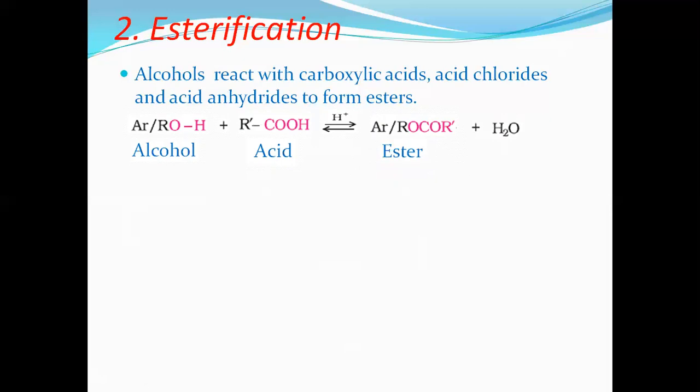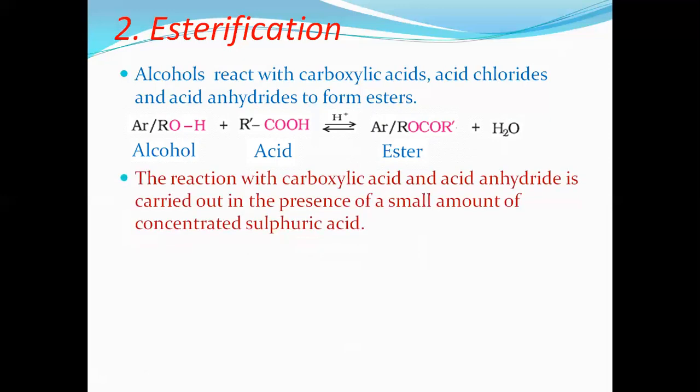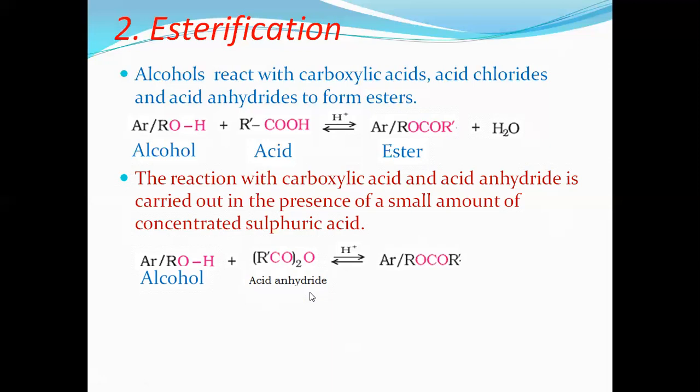This reaction is called esterification reaction. The reaction with carboxylic acid and acid anhydride is carried out in the presence of a small amount of concentrated sulfuric acid. That's what I said here, in the presence of acid. Alcohol reacts with the anhydride. These are called as what? Acid anhydride, RCO twice oxygen anhydrides, in the presence of acid like sulfuric acid, which results in ester with the carboxylic acid.